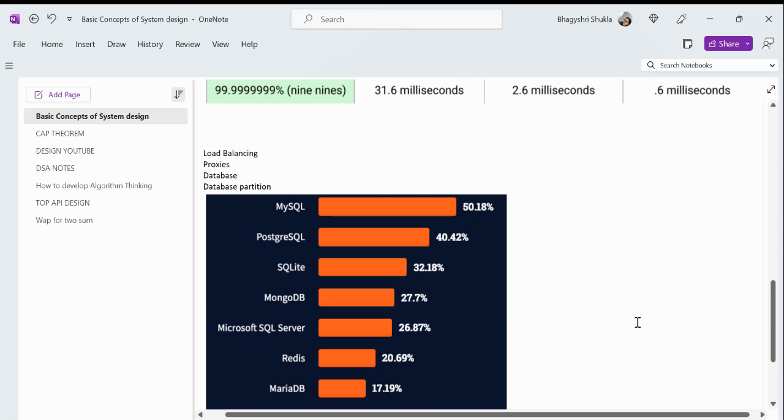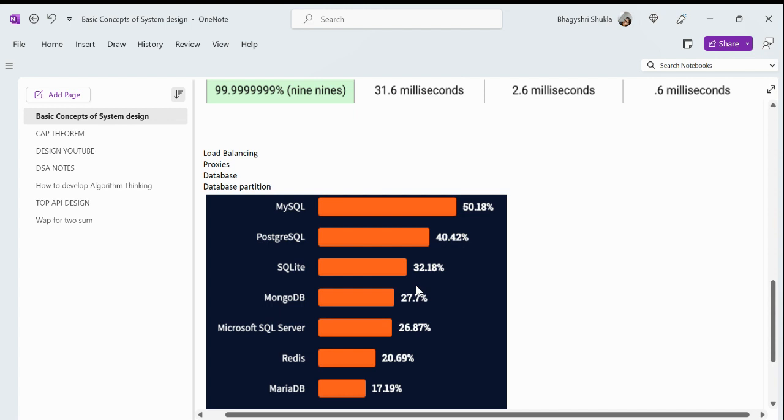So database partition is also one of the major components. It is the way of dividing the database into smaller chunks to increase the performance of the system. It is another critical concept used to improve the latency and throughput, so that more and more requests can be served.